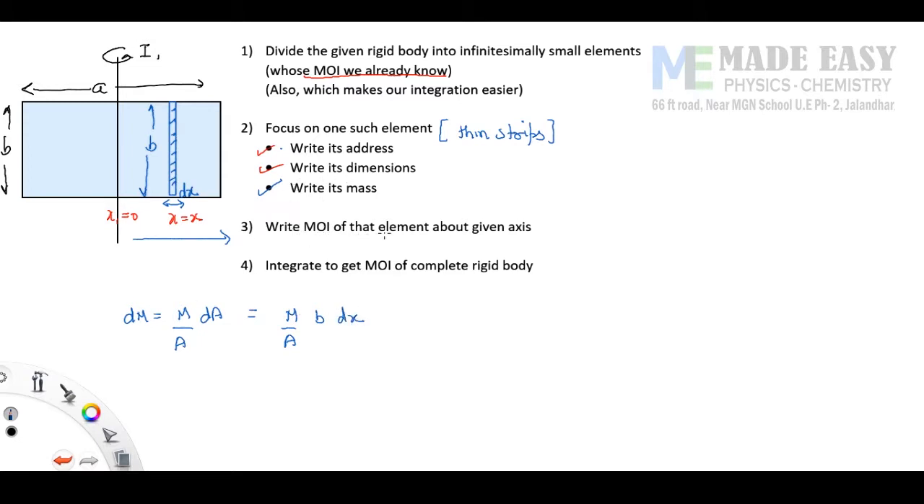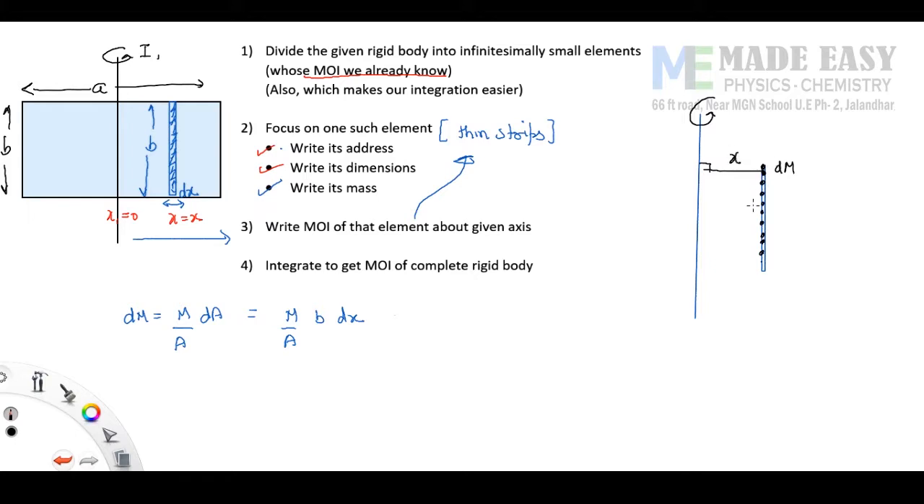Last step is write moment of inertia of this element about the given axis. The element I have taken is this thin strip. So I have to write the moment of inertia of the strip about this axis. Now focus here. You have an axis, and I am interested in finding moment of inertia of this strip about this axis. Very easy to visualize. This strip can be thought of as tiny particles, each of mass, let's say dm, and all the particles of the strip are equidistant from this axis, and that distance is, let's say, x.